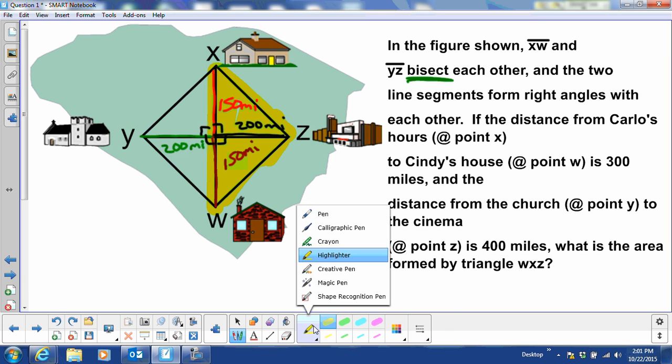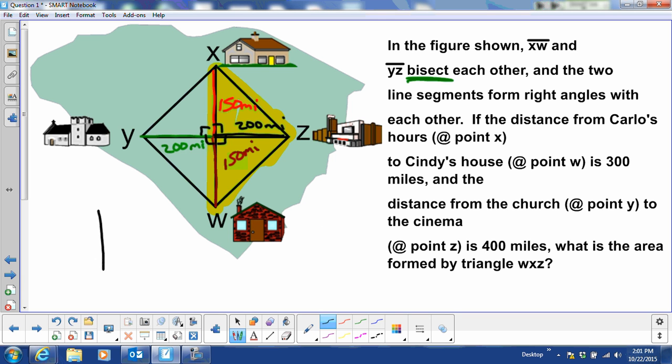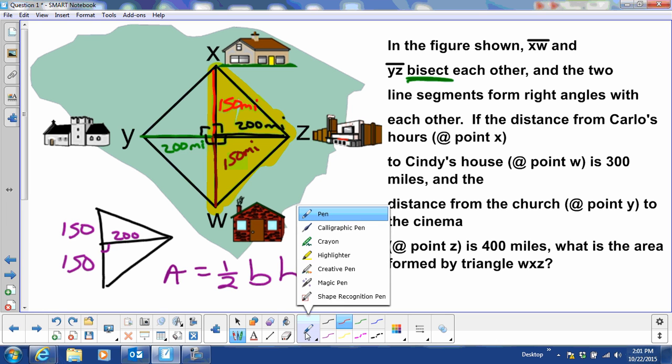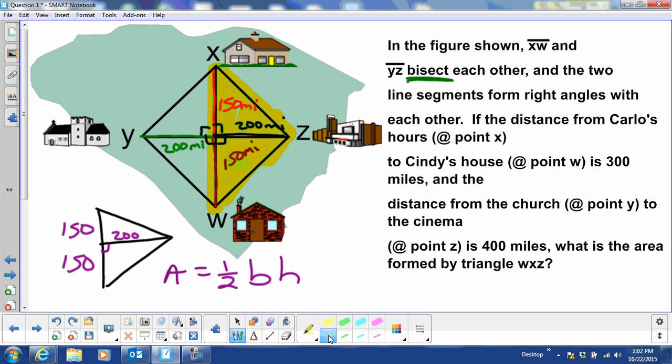So what I have essentially is a triangle, definitely not to scale, but just a sketch, where this is 150 miles, this is 150 miles, this is 200 miles, and it asks me what's the area formed by that triangle. Well, if you remember, area of a triangle is 1/2 base times height. And remember, height is the altitude of your triangle, and those altitudes are always at 90-degree angles.